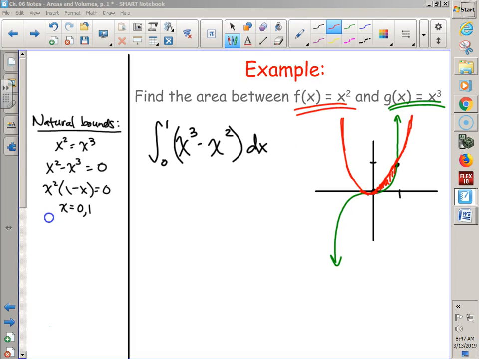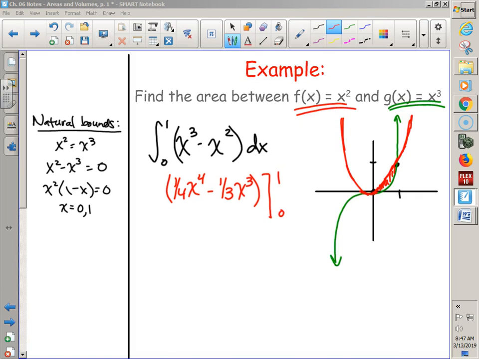Oh, silly goofs. It's just an integral. How would you solve it? Yeah, what's your antiderivative? 1/4 x to the 4th minus 1/3 x cubed, and we're going between 0 and 1. Okay, cool.